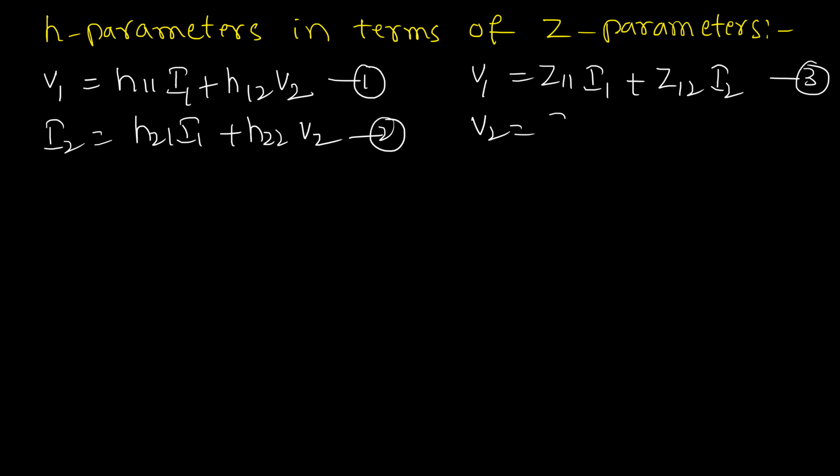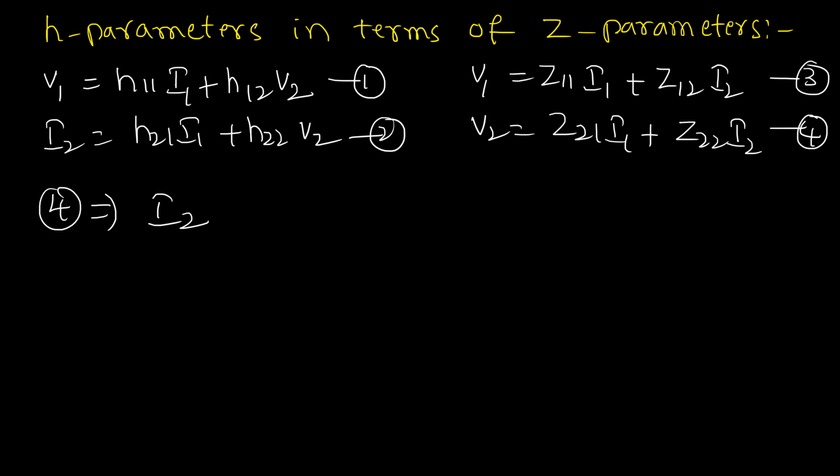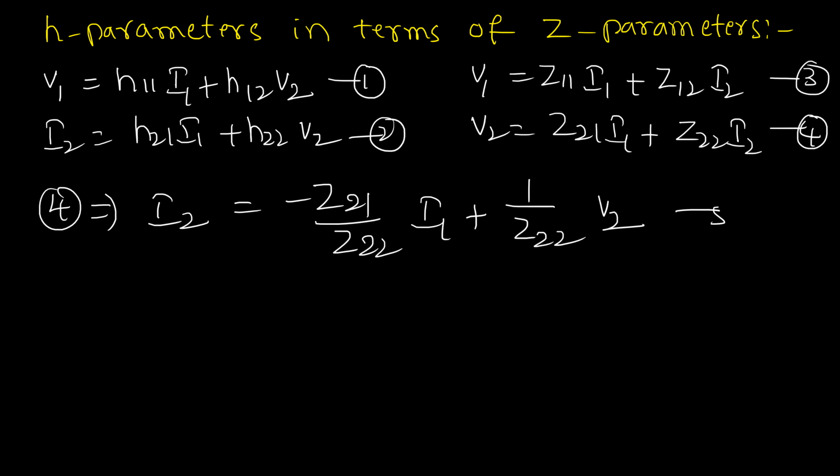Next, V2 equal to Z21 I1 plus Z22 into I2. Call it as equation 4. Now from the fourth equation, write the relation for I2. There you get minus Z21 by Z22 into I1 plus 1 by Z22 into V2. Call it as equation 5. Now you compare this fifth equation with second equation, that you can express H parameters H21, H22 in terms of Z.